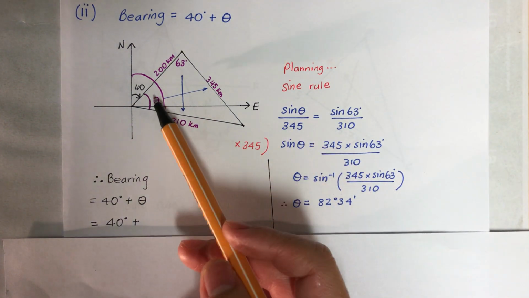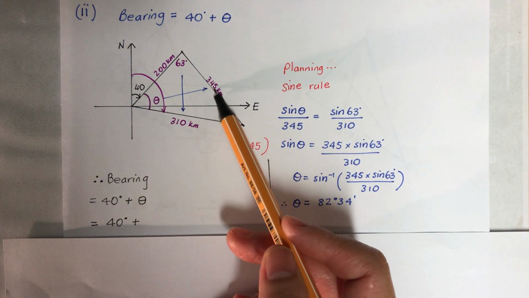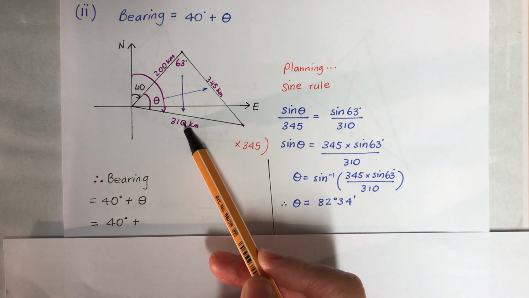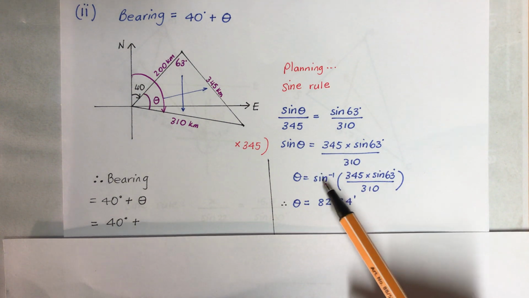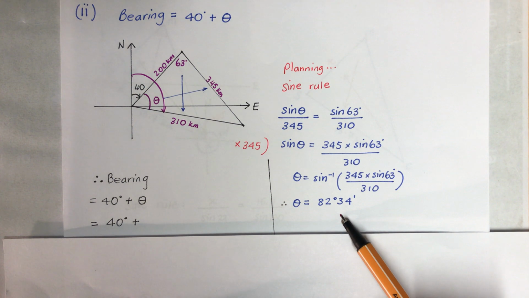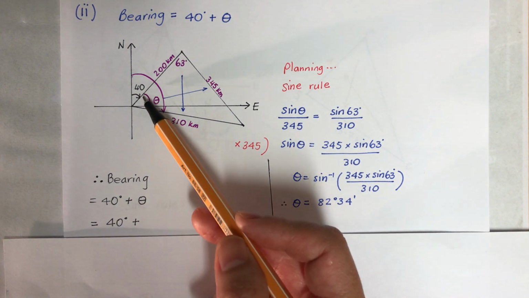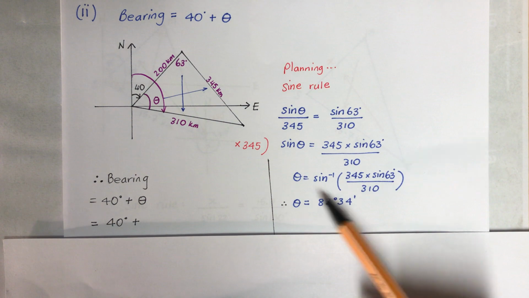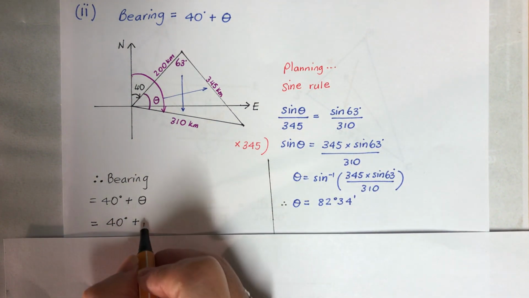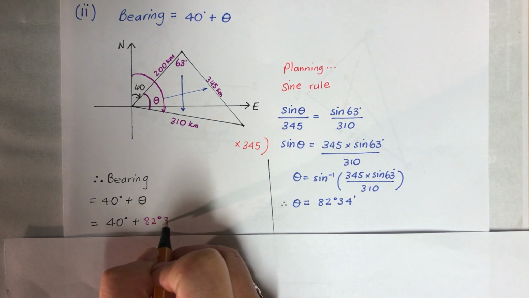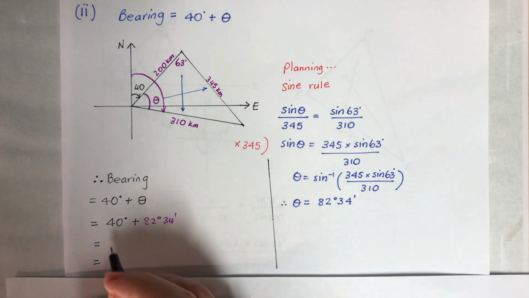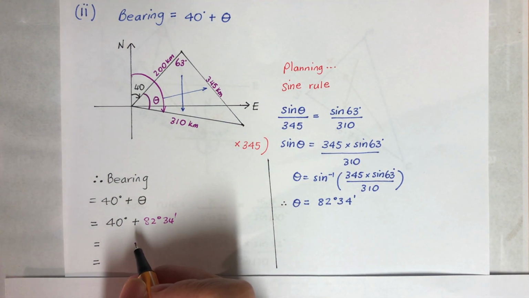So let's do that. Sine theta over 345 equals sine 63 over 310. For the calculation, just remember it's an angle, so you've got to do shift sine. But that's not the bearing, is it? That's just part of the bearing. So the whole bearing will be 40 plus theta, which is 82 degrees and 34 minutes. And if we do that, what do we get?